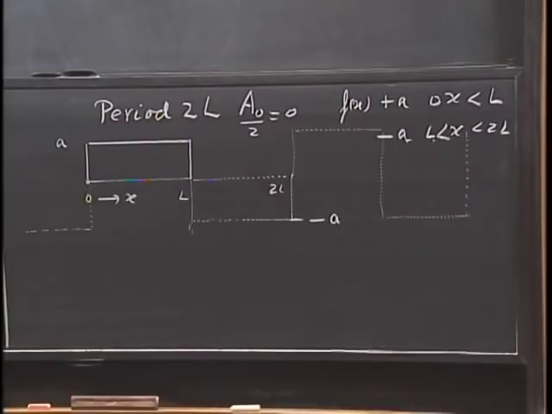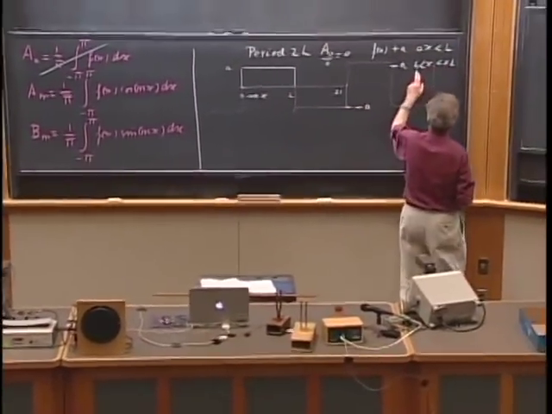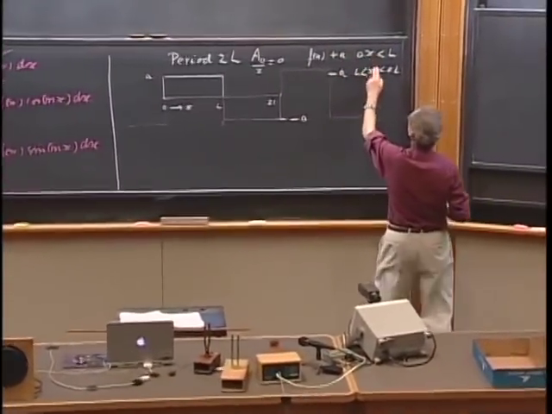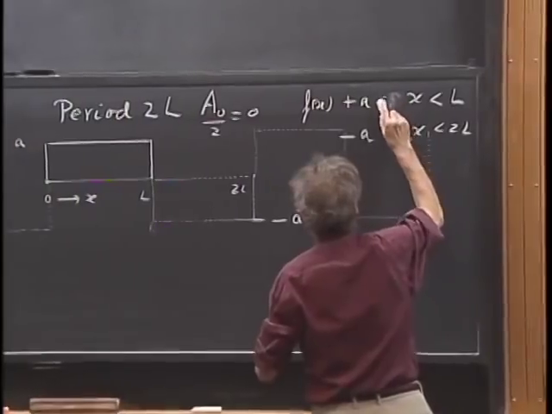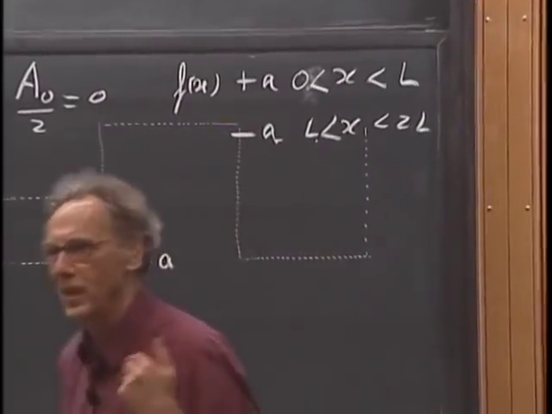You have a question? Between 2L and L, it is minus A. Between 0, is that what you want? Thank you very much. I appreciate corrections, because it's awkward to do it later. Thank you.